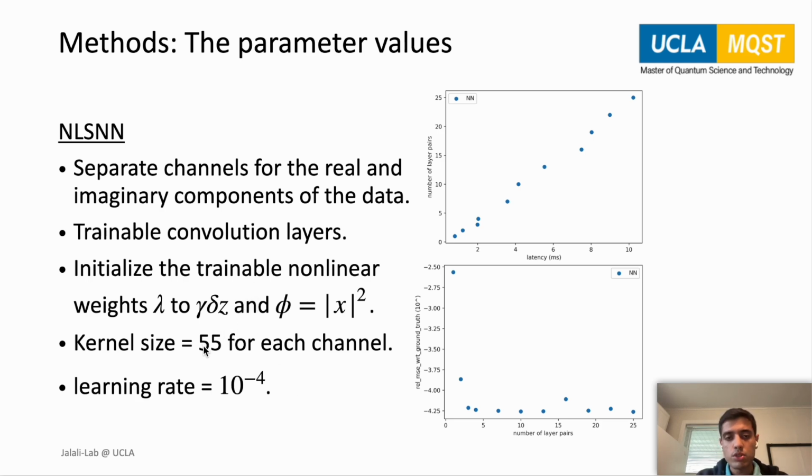The kernel size we choose for each channel is 55, and we separate the data into real and imaginary components because PyTorch does not yet have a functionality of dealing with complex data directly. The learning rate for each channel is 10 to the minus 4.